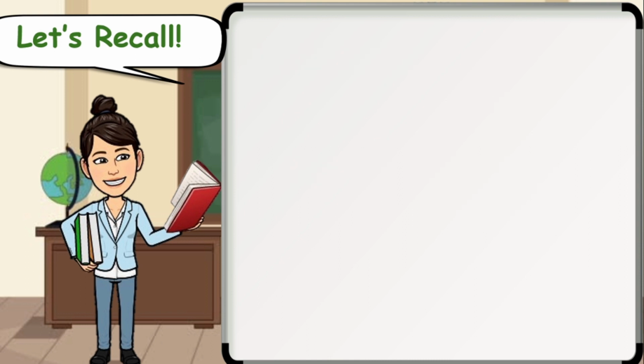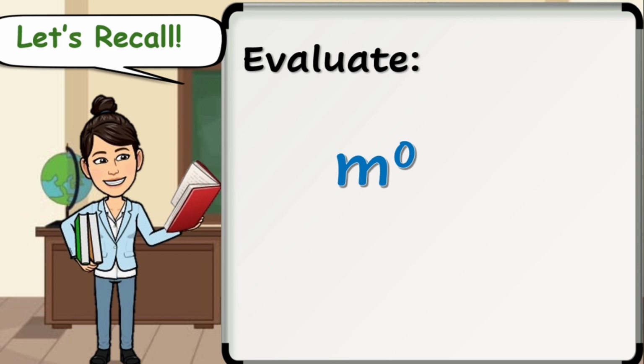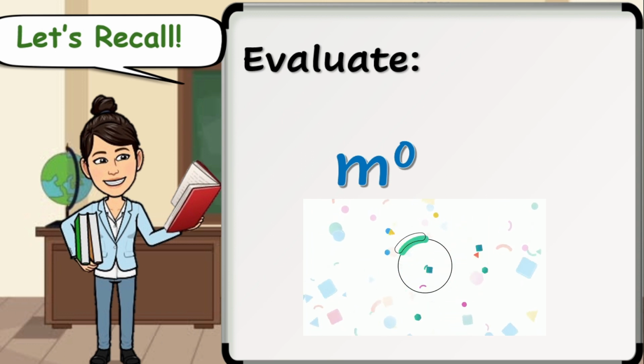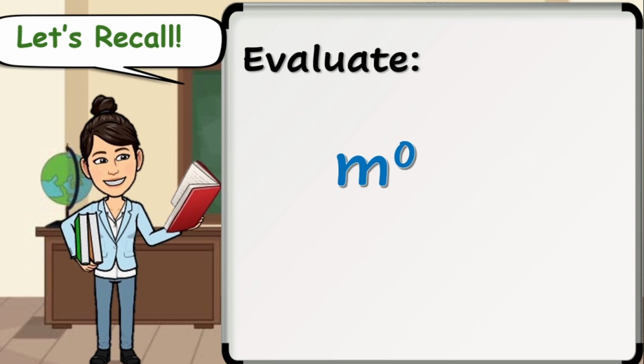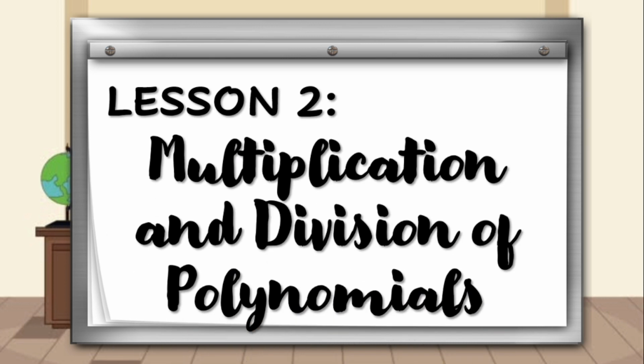And lastly, evaluate m raised to 0. Your 5 seconds start now. And the correct answer is positive 1. Are you now ready to proceed to the multiplication and division of polynomials? If yes, then great! You may continue with this video. If not, you may revisit our previous discussions, especially on laws of exponent.